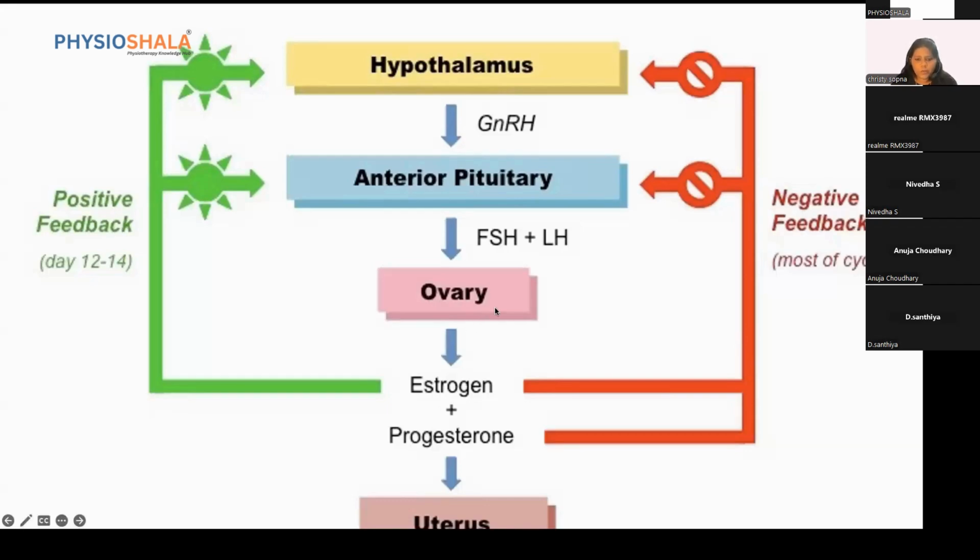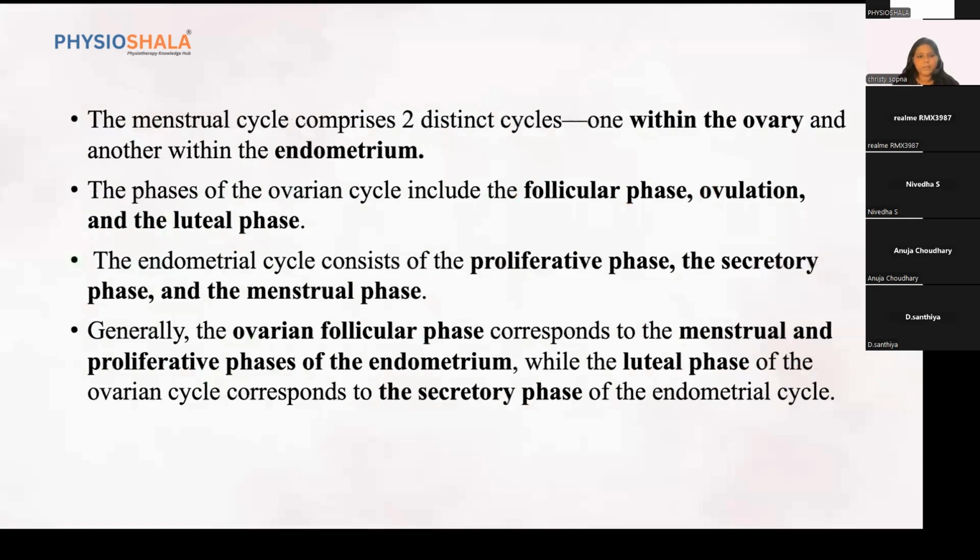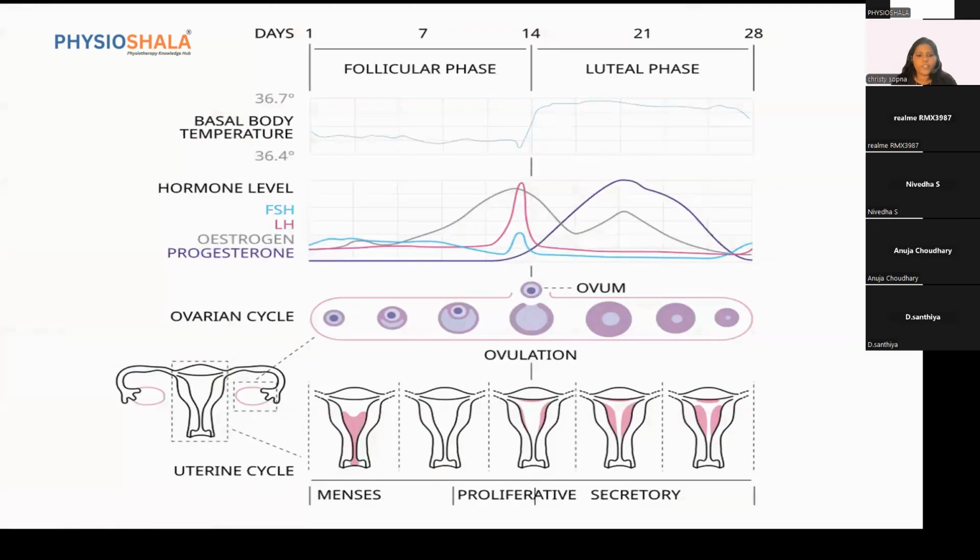From the ovary, it will start producing estrogen and progesterone, which will have an impact on the uterus. This is known as the HPO axis, that means the hypothalamus, pituitary, and ovary axis. Menstrual irregularity may happen if any one of these points gets affected. The menstrual cycle comprises two distinct cycles, one which occurs within the ovary and another in the endometrium. The ovarian cycle consists of a follicular phase, ovulation, and the luteal phase.